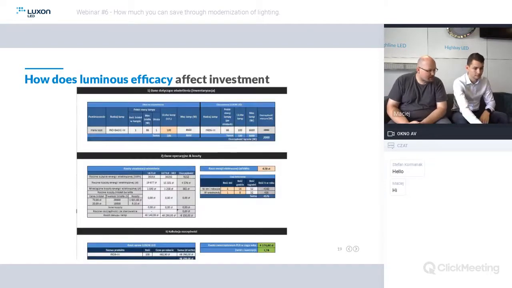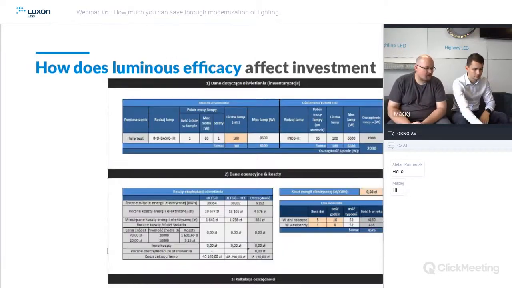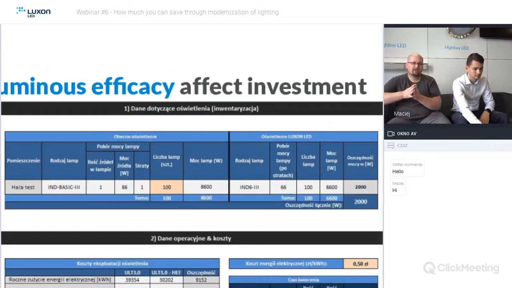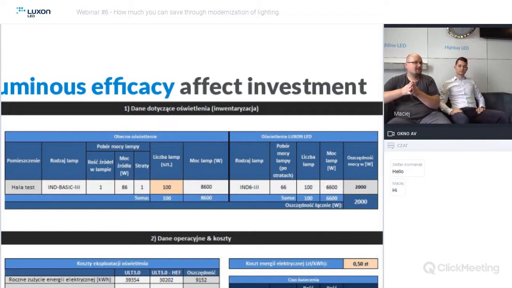Another one is the view of the calculation. I did a little trick. I assumed that somebody already has an LED installation that is a few years old. For this example, I used the Industrial Basic because its 137 lumens per watt efficacy is on par with the products that were present on the market 5 years ago, which were one of the best products at that time.